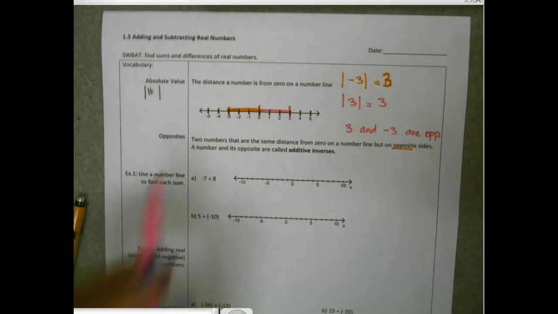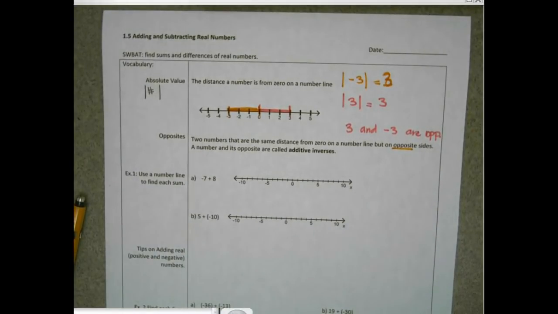All right, opposites. Opposite of 5, -5. Opposite of -13 is +13. Opposite of 1/2 is -1/2.